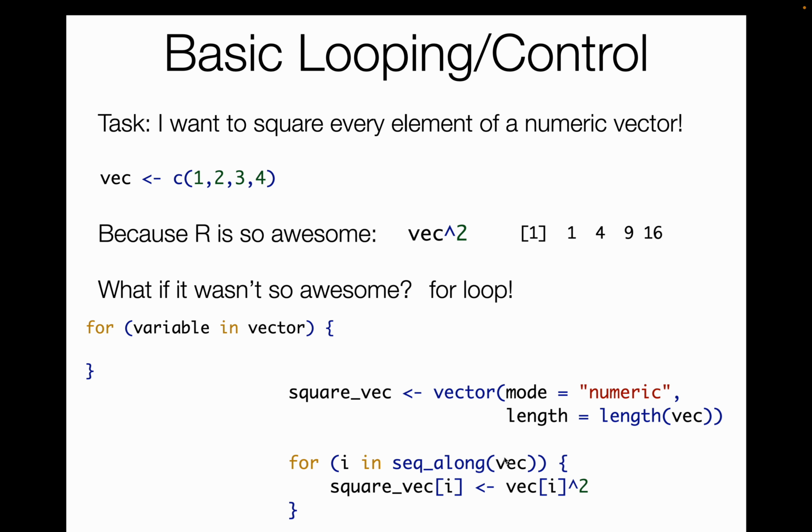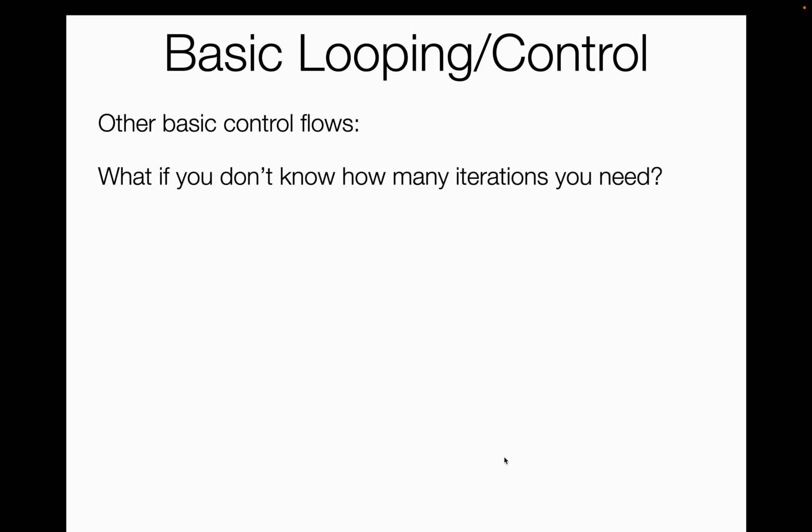Okay, so seq_along is a helper function that I'm using here to make sure everything works right, and then inside the for loop I square every element. I make a new vector, and I populate each element of that new vector with the old vector's element squared. Hopefully you can follow that. We don't need to take too long on this because we want to learn functional programming, not the imperative stuff that you probably already know from a previous computer science course.